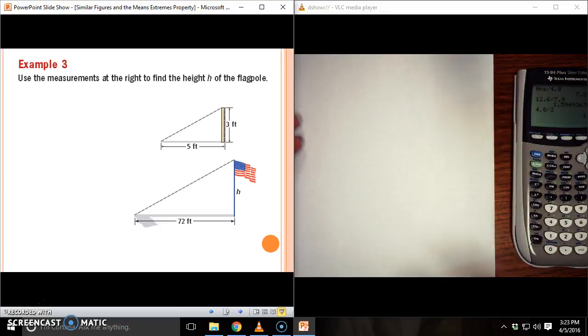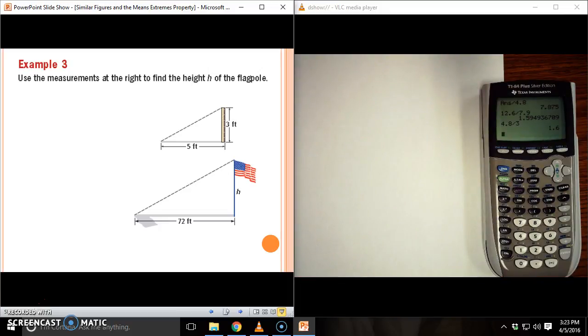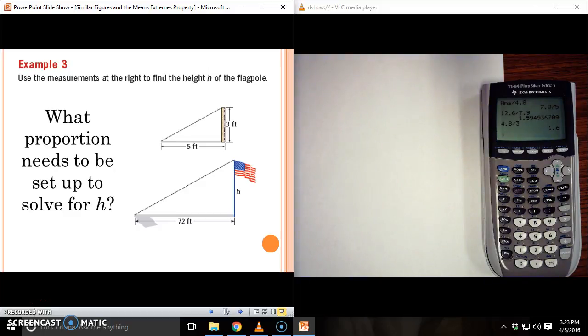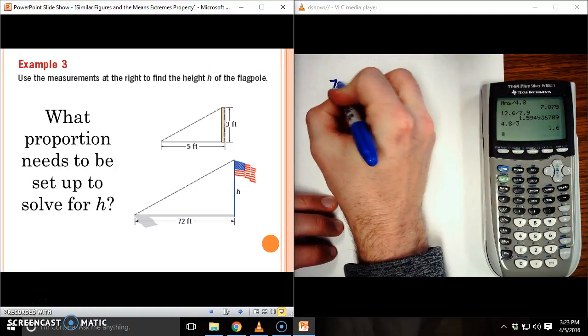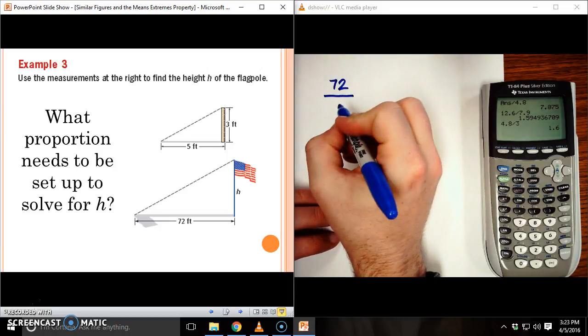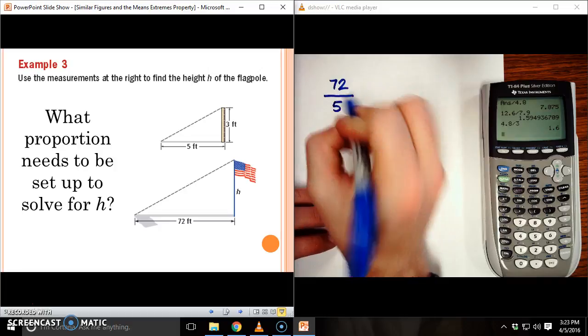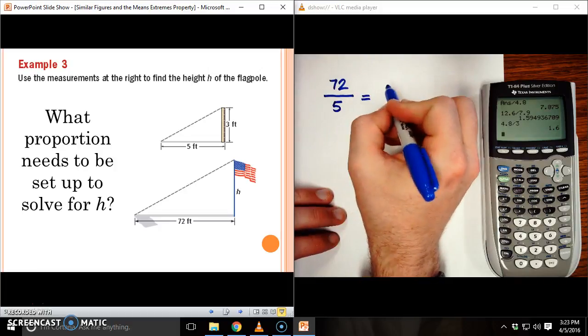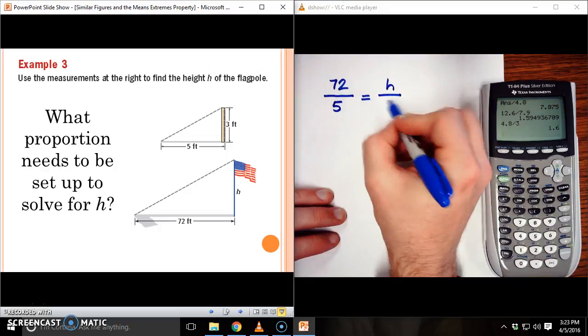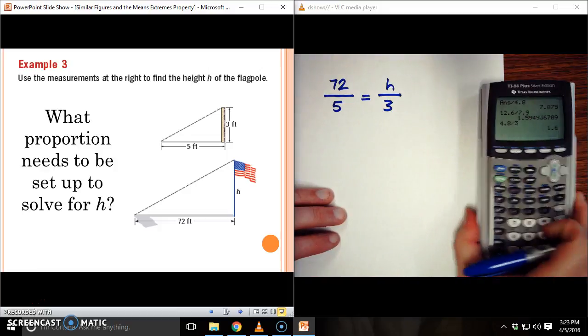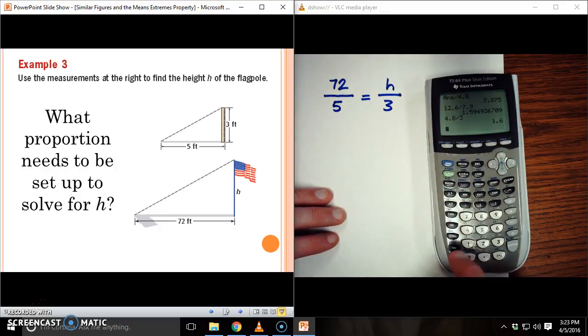So let's take a look at one other example here. What if I have one flagpole, and then I'm comparing that to a yardstick, which is 3 feet in length, and I want to know what the height of the flagpole is based on the shadows. So h is what I'm looking to find, and I know that 72, that shadow, is proportionate to 5 for the yardstick, and so I need to write h divided by 3. That would be my proportion that I would have to set up. And then I would cross multiply.